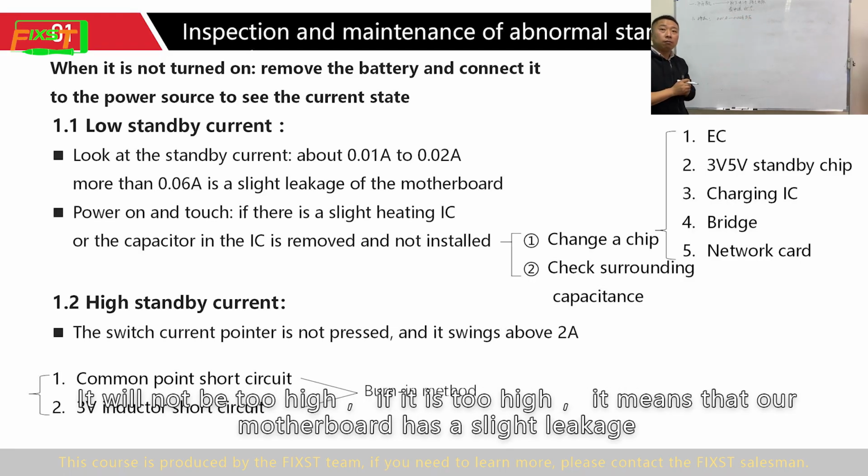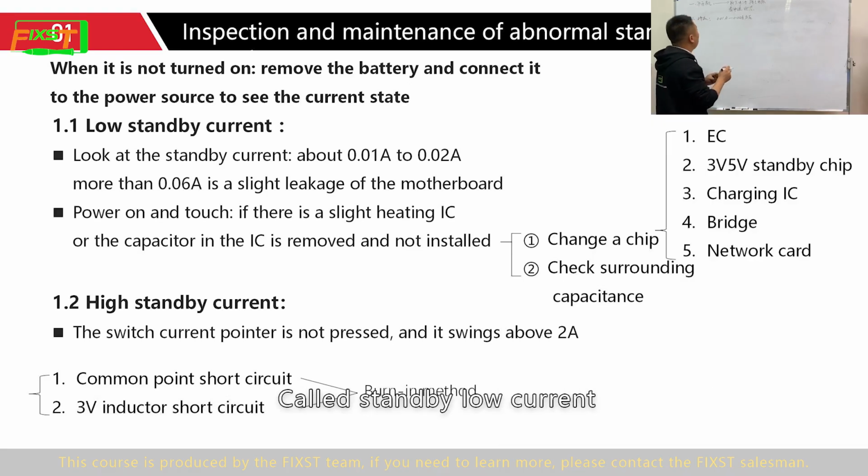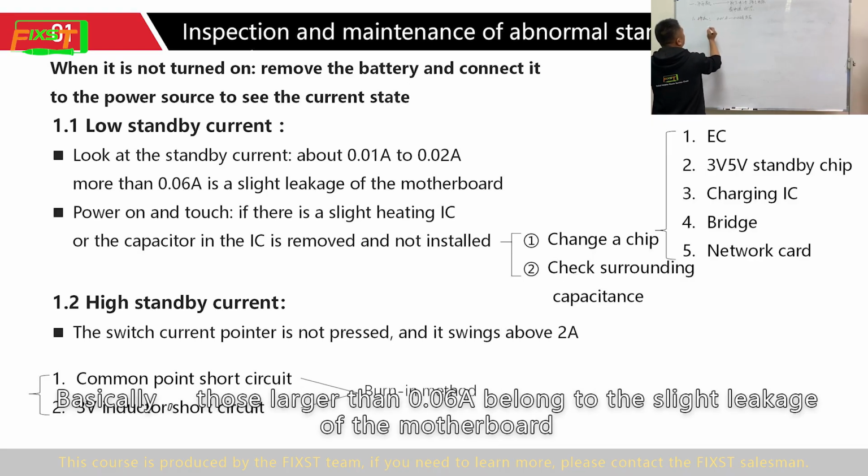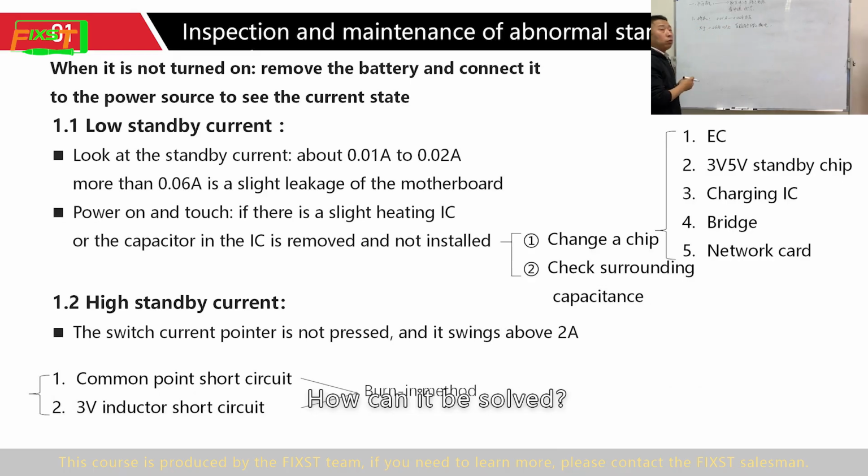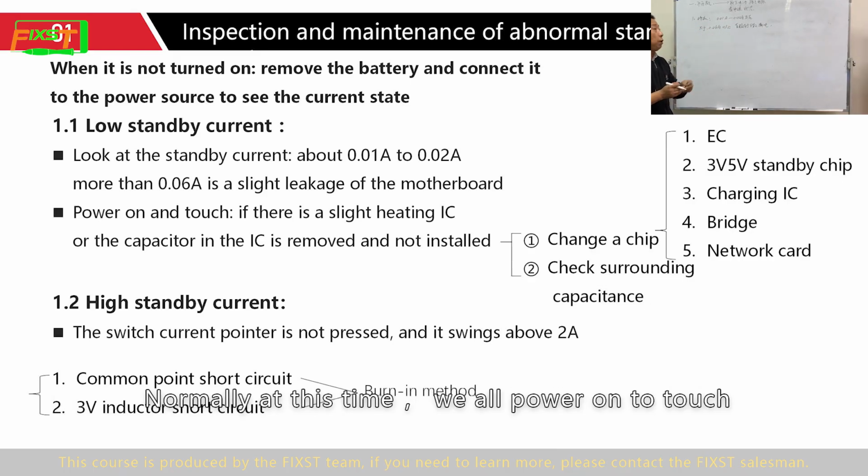It will not be too high. If it is too high, it means that our motherboard has a slight leakage, caused by low current. Basically, those larger than 0.06 ampere belong to the slight leakage of the motherboard. How can it be solved? Normally at this time, we power on to touch.